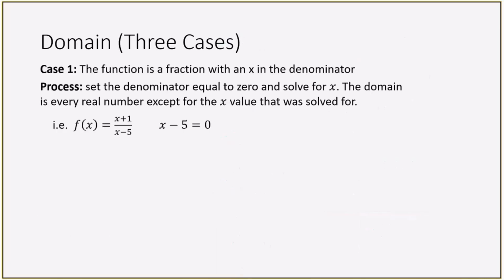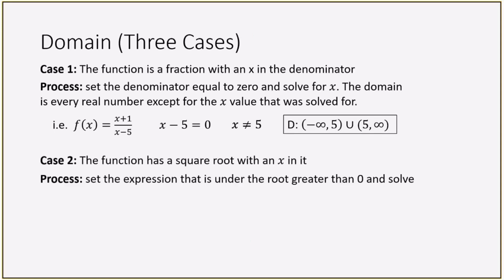So I believe we've talked about domain before, worth revisiting, very important concept. There's really 3 cases of domain. The first case is if we have x in the denominator, and so the process for solving that is we set the denominator equal to 0 and we solve. So I have my function here, I set the bottom equal to 0, I solved, and now my domain is everything but that number. So it's negative infinity up to 5 and 5 up to infinity in interval notation.